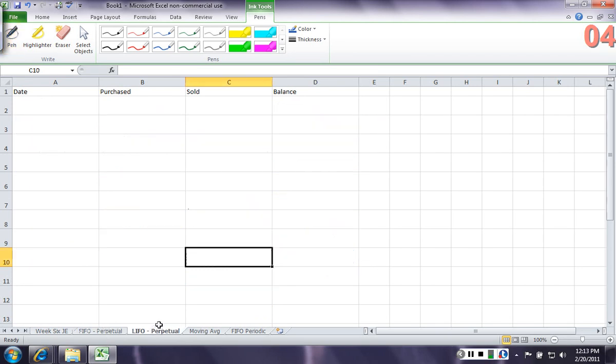Now LIFO is going to start off the same way because we didn't have any layers till we got to the 10th. So go ahead and pause and fill those in.